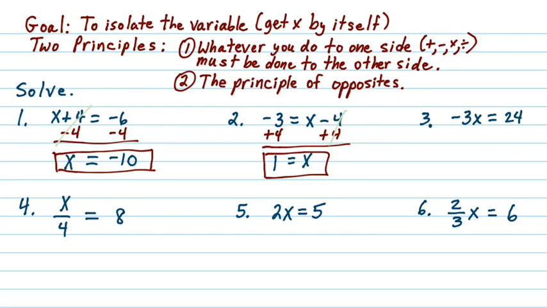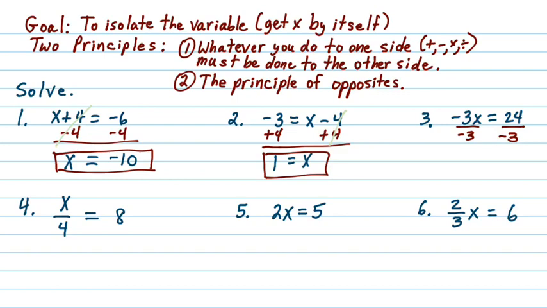Sometimes students will add 3 to both sides here. The problem with that is this is negative 3 times x. And so if I want to get rid of that negative 3, the opposite of multiplying by negative 3 is dividing by negative 3. So I need to divide each side by negative 3. Notice I'm using a fraction bar to do this, so it looks a little different than the last 2 problems we did.